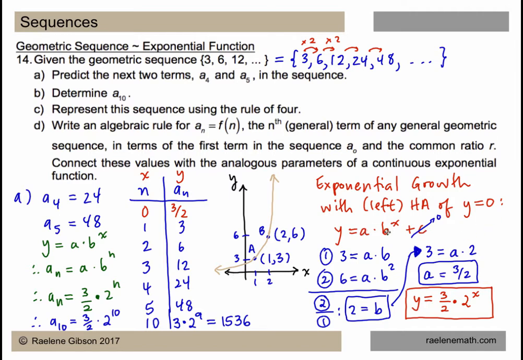That means that we need 2 points to solve for a and b, the two parameters, and I've chosen the first 2 points, (1, 3) and (2, 6). Going through a similar process to earlier, we see that we have a base value of 2.